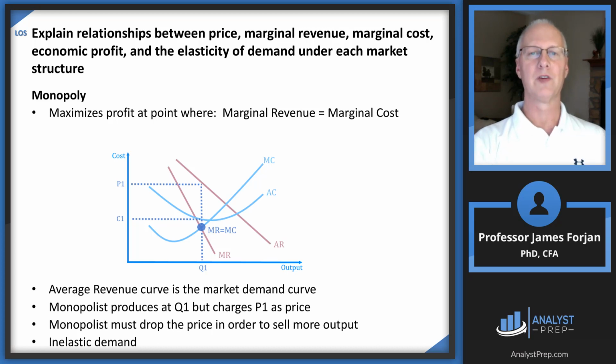Now, here's another thing to remember about monopolists. Since they supply the entire market, and since that average revenue curve is the market demand curve, in order to produce more, in order to increase their output, they need to drop the price by maybe offering discounts or bundles. Now, here's the example that I like to give.